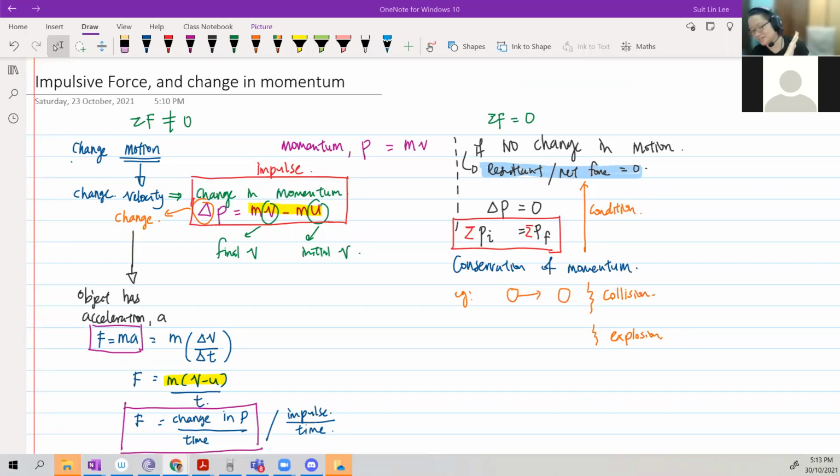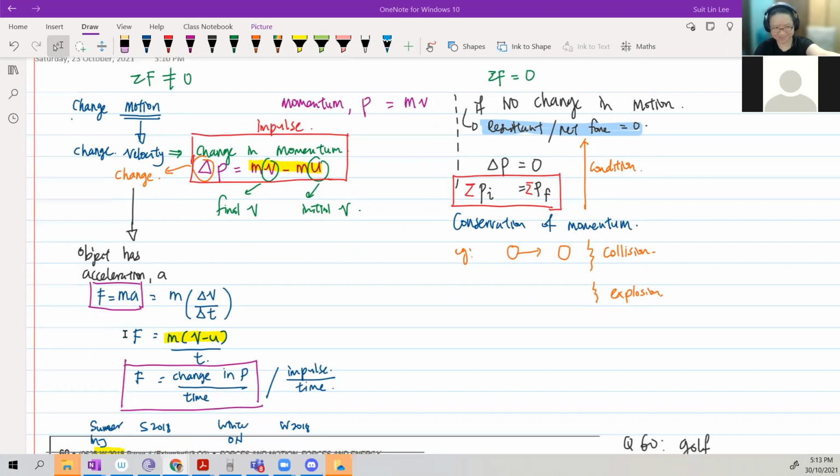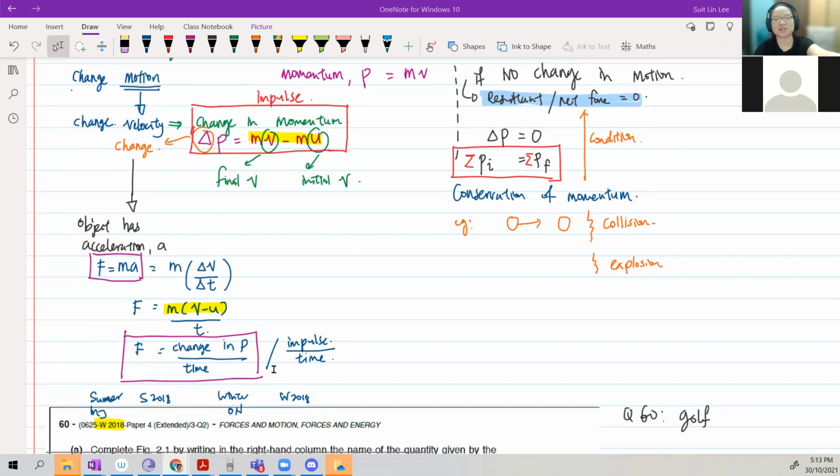So the whole idea about the chapter is your force there, your momentum will change. If momentum got changed, it means got acceleration. So if you want to find the force, you can take change in momentum over time. Or if you have the acceleration, you can take mass times acceleration. That's the gist of it in a nutshell.